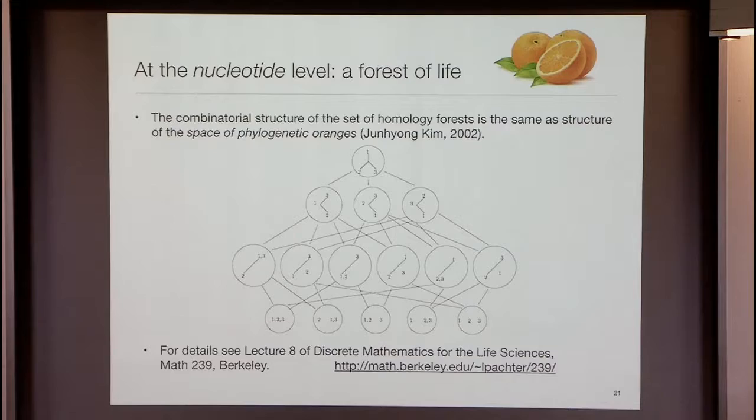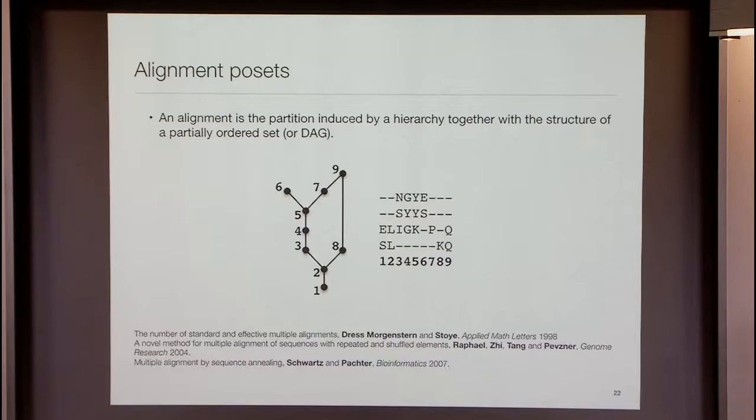There's also a more computer science structure for thinking about alignments that relates the evolutionary homology forest perspective I just gave to the standard stringology perspective. That's the notion of a DAG, or partially ordered set, on the columns of an alignment. In this representation, a standard alignment is a directed acyclic graph with numbers on the nodes so that as you go from bottom to top, you always increase the number. This is called a topological ordering.